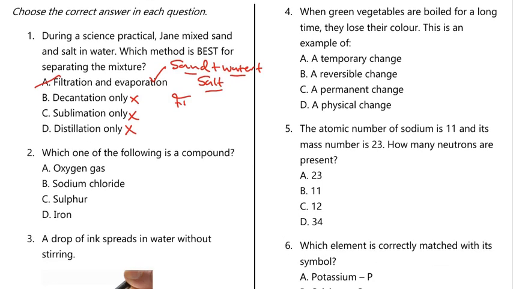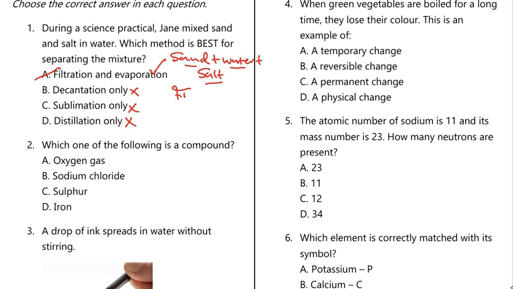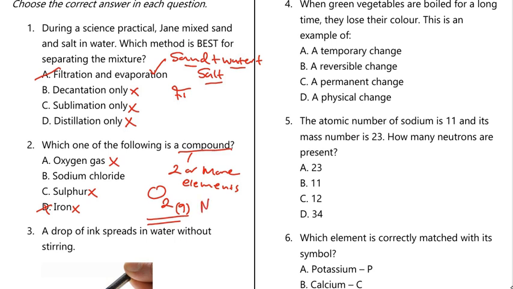Question 2, which one of the following is a compound? A compound contains two or more elements. So we are going to check. Iron is an element, so this cannot be the right choice. Sulfur is also an element. Oxygen gas, we have two atoms of oxygen making oxygen gas, so it is not a compound since we have only oxygen. Sodium chloride, we have sodium and chlorine reacting. Sodium chloride is a compound, so that is the right choice.